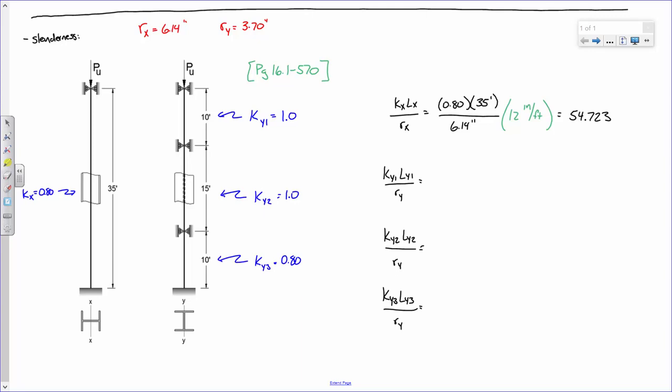So I'm just going to do each of these one at a time. So this is 1, 10, this is 3.7, 1, 15, 3.7, then 0.8, 10, 3.7. And this is 12 inches per foot.